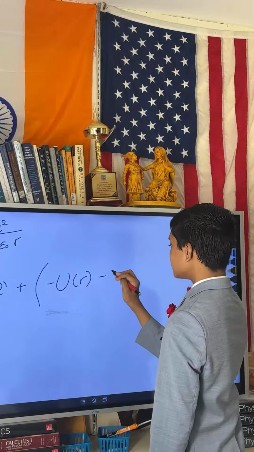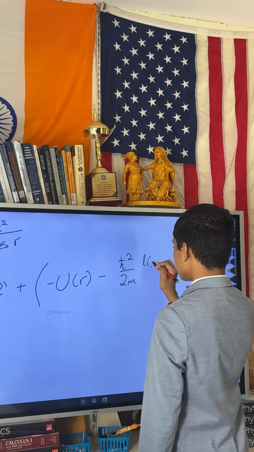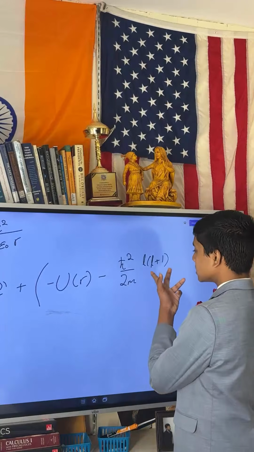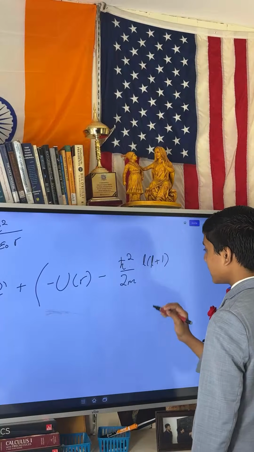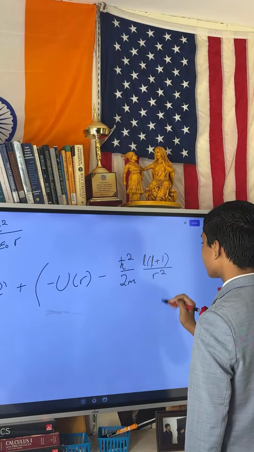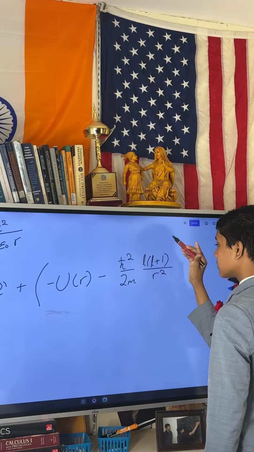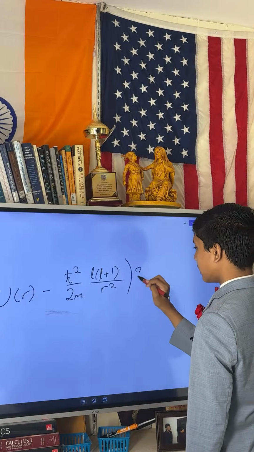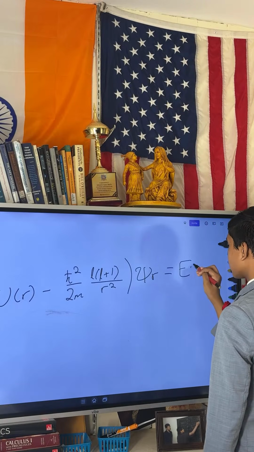Then minus h bar squared over 2m L times L plus 1. This is just a constant. This is the separation constant. Don't have to worry much about them for right now. Divided by r squared. That is a function. You should worry about it. Multiplied by psi r is equal to e psi r.